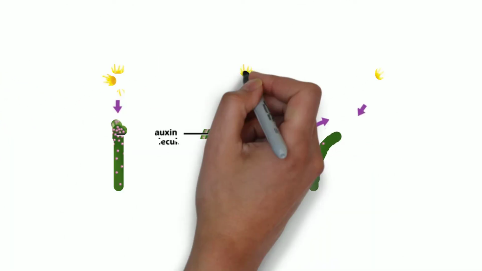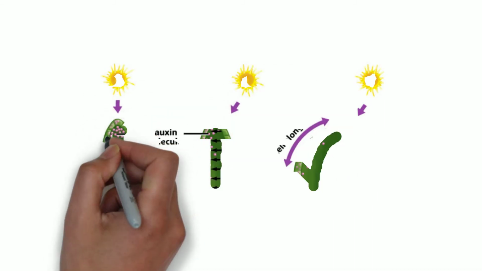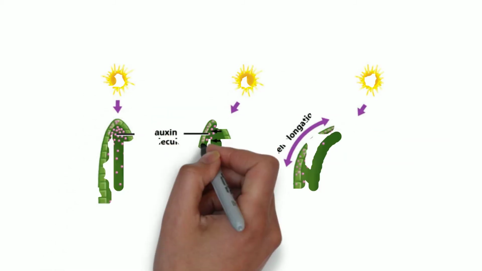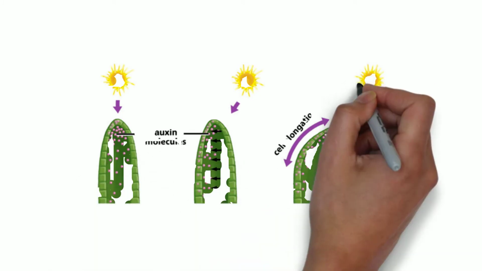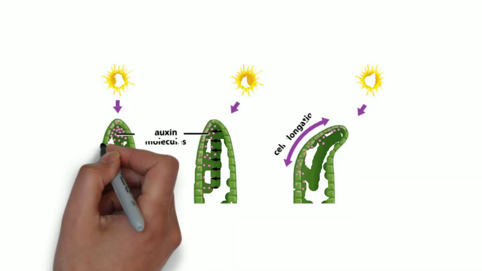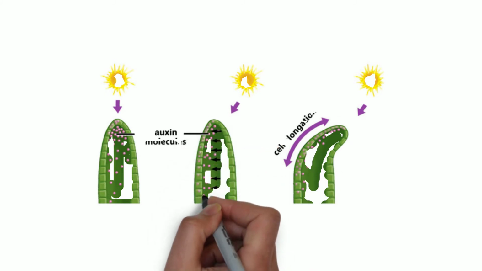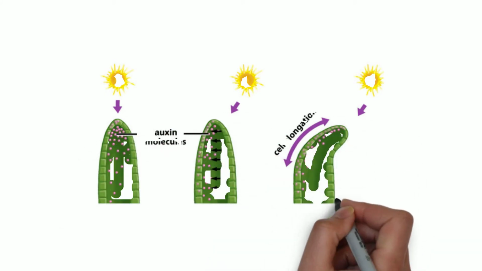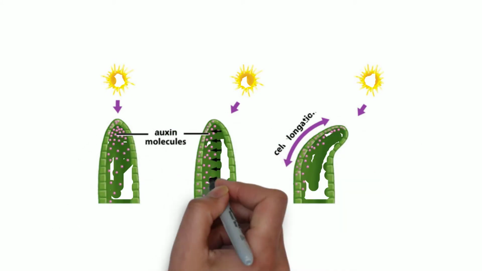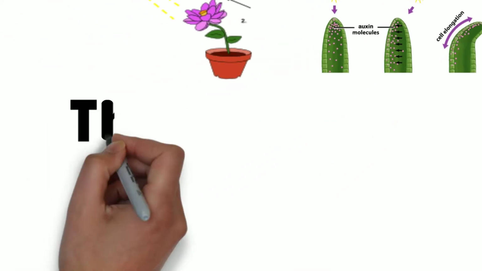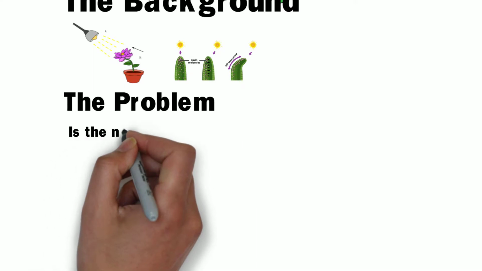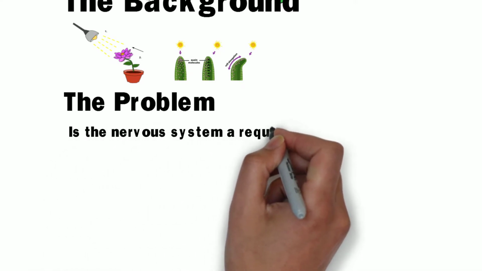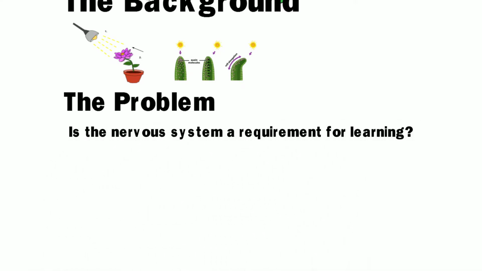The growth of a plant toward any stimulus is called tropism, and the growth of a plant toward a light stimulus is called phototropism, since photo means light. Plants perform this with the help of the chemical signal auxin that will be further explained in our post-lab question section. The problem of this experiment is: Is a nervous system a requirement for learning?